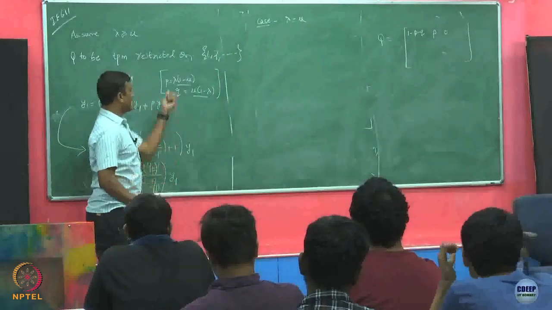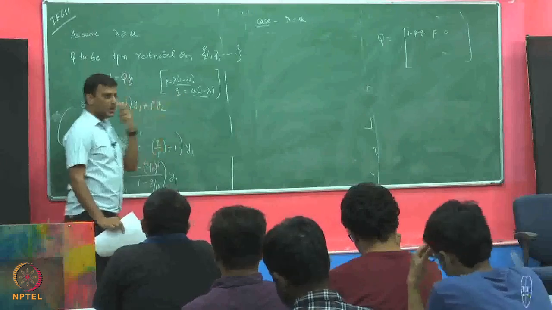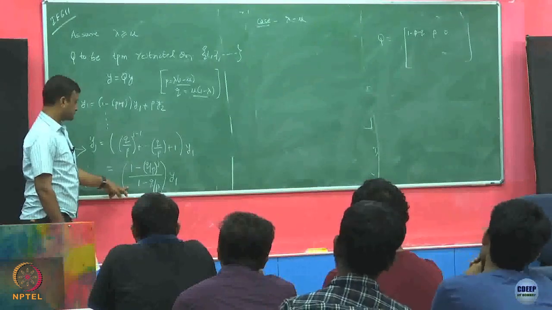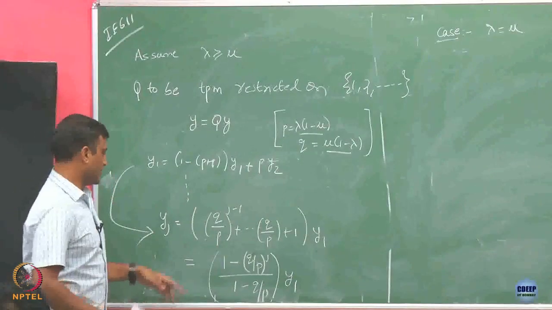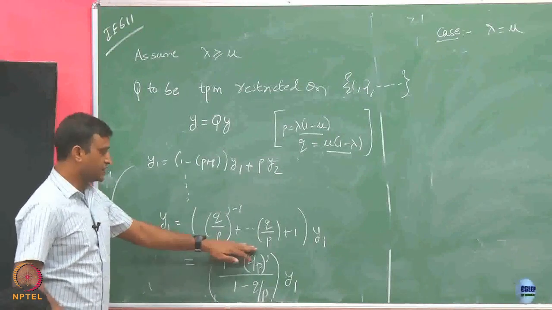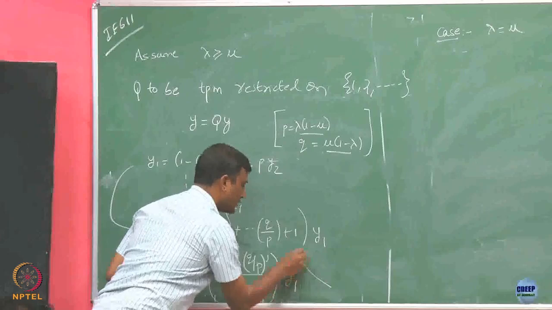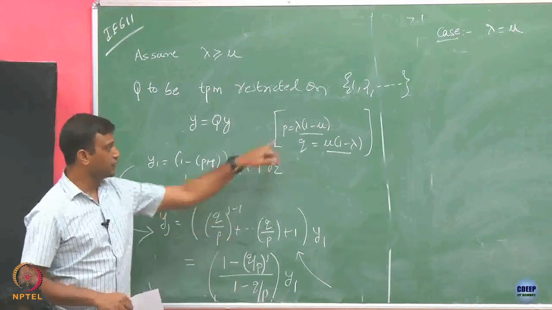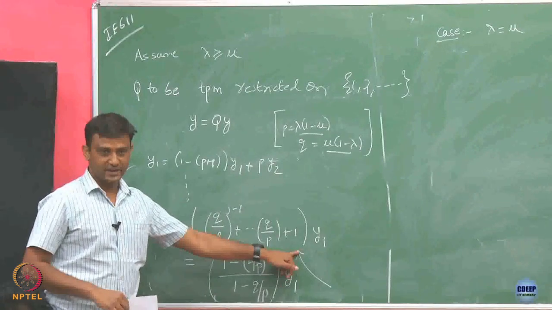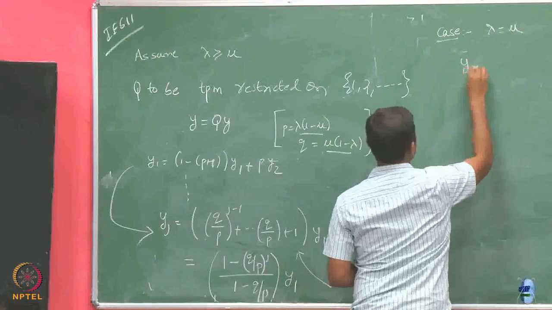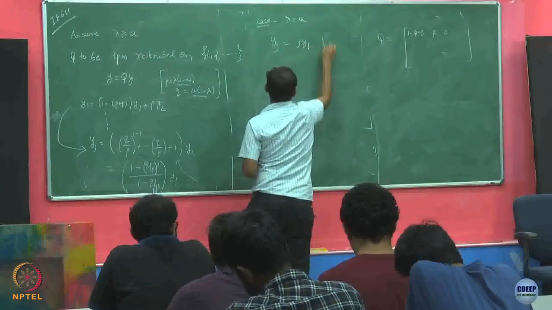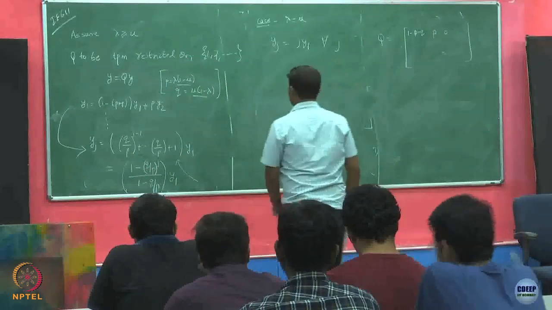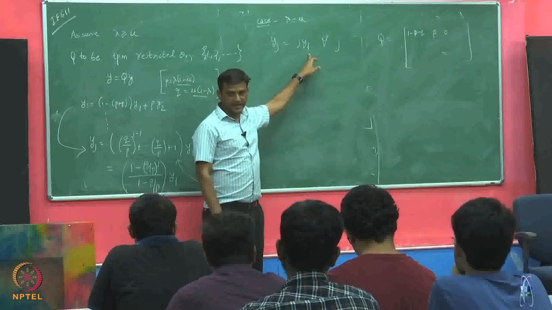When lambda and mu are equal, p and q are going to be equal, right? So if p and q are equal, what is this quantity going to be? I mean, this is 0, but we can just look into this case here. If p equals q, this sum is simply going to be j, so yj is equal to j y1, and this is true for all j. Now here y1 is my free variable and yj depends on that y1, right?